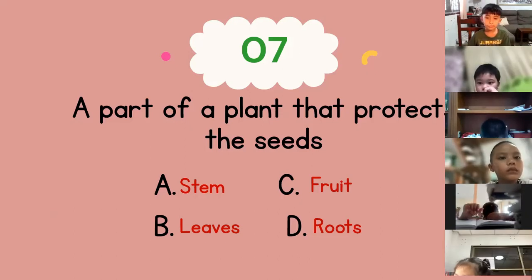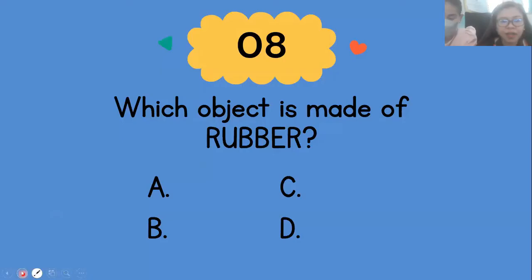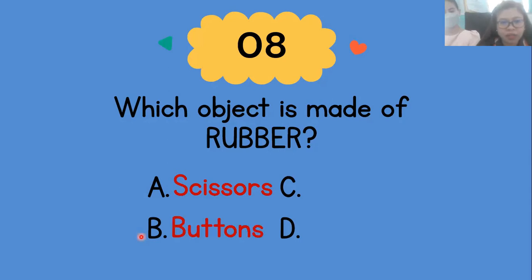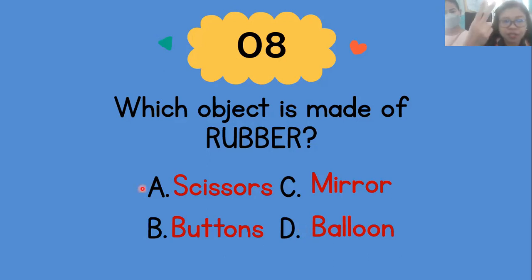Okay, let's proceed to number 8. Which object is made of rubber? A, scissors. B, buttons. C, mirror. D, balloon. Which object is made of rubber? A, scissors. B, buttons, this one, the one on your shirt. C, mirror. And D, balloon.